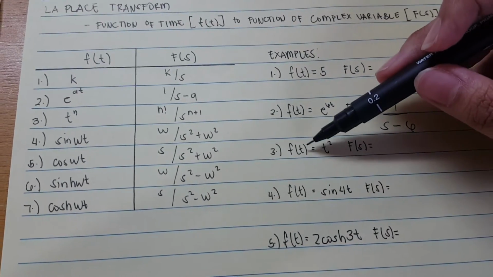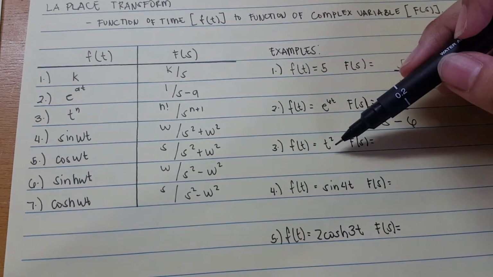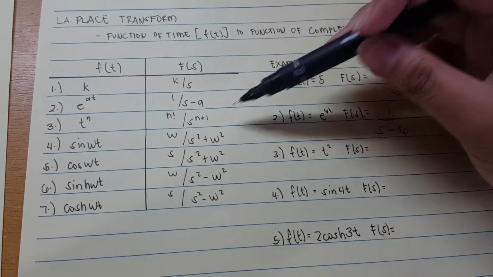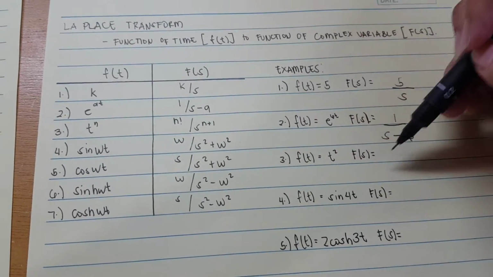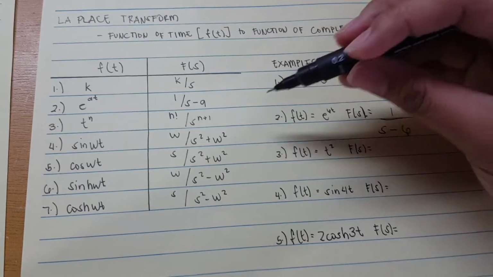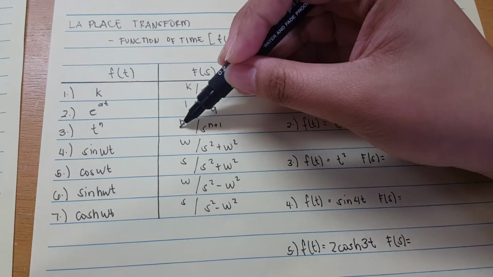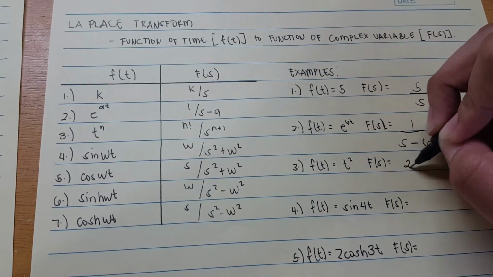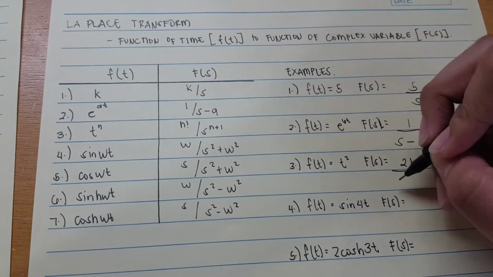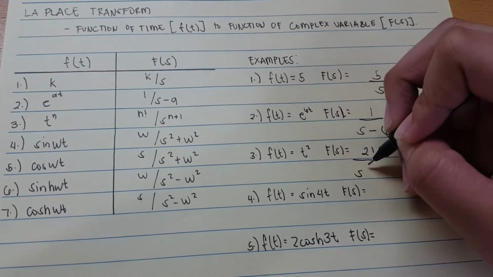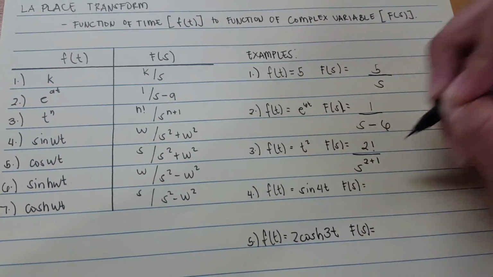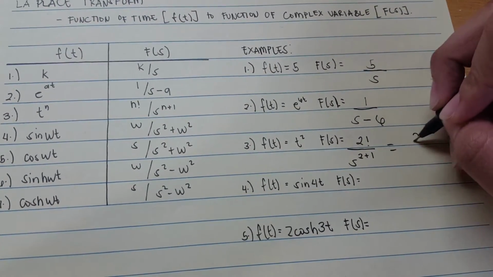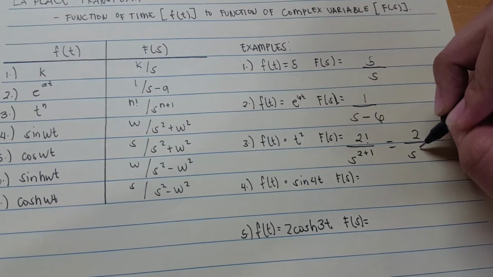Next, f of t is equal to t squared, with 2 being the constant. We can solve this with the use of number 3 in our chart. F of s now is equal to n factorial, where n corresponds to the constant, so 2 factorial over s raised to 2 plus 1. The value of 2 factorial is 2, so this is 2 over s cubed.